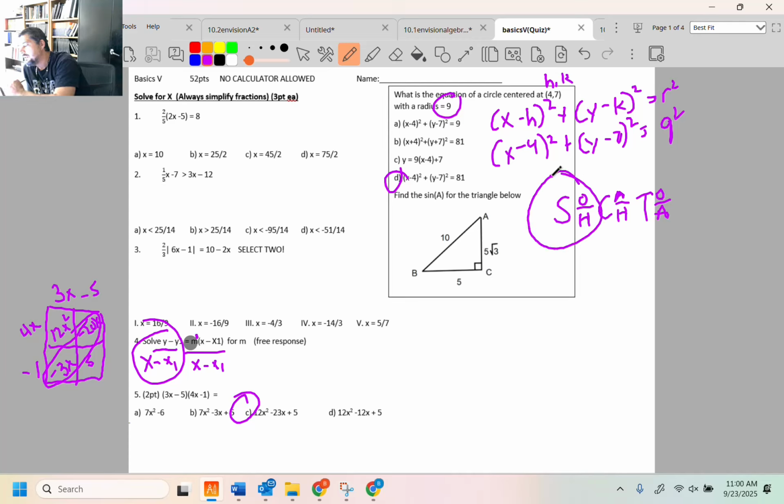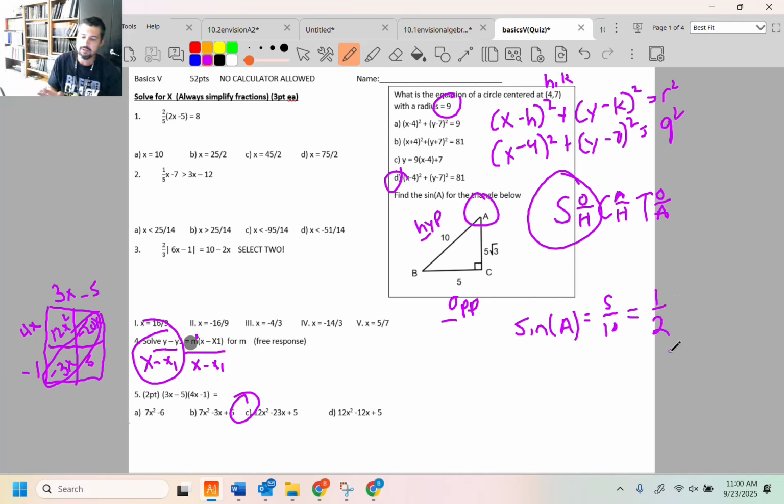Sine is opposite over hypotenuse, and you're at angle A. Opposite of angle A is a 5. The hypotenuse of the triangle is 10. So the sine of angle A is literally 5 over 10, and you should reduce that. Everybody alive knows that 5/10 is a half. Everybody knows that.